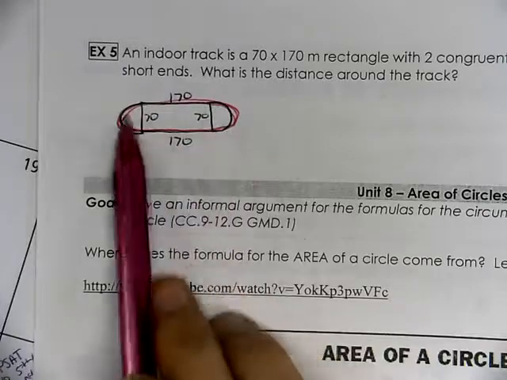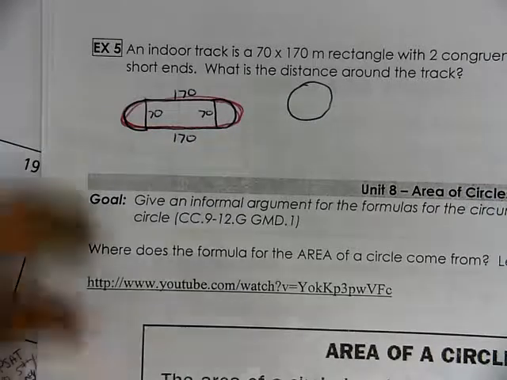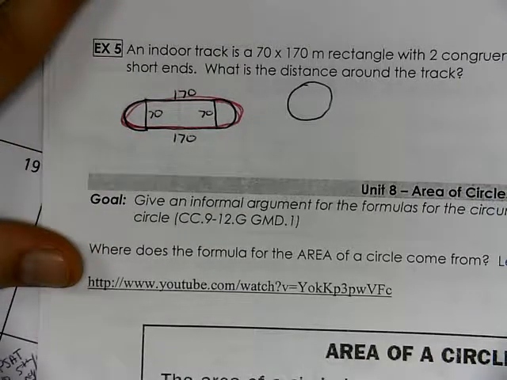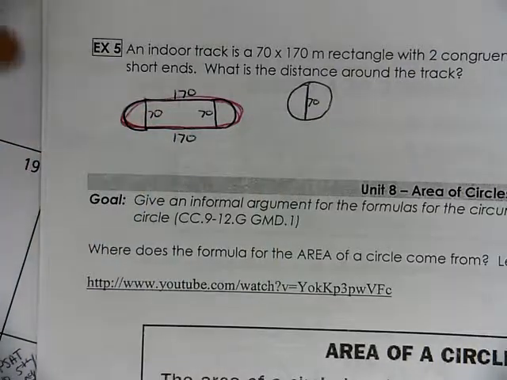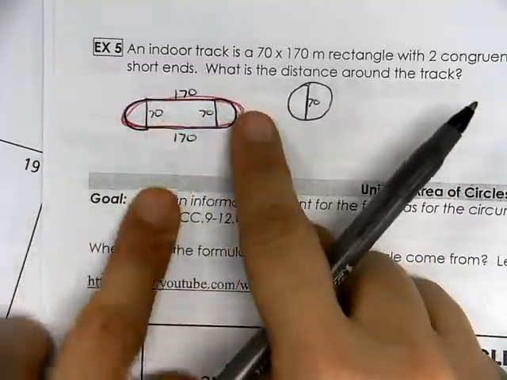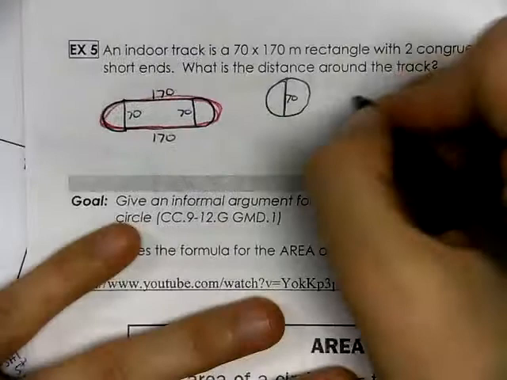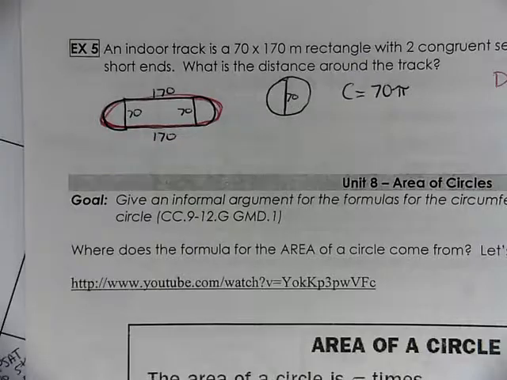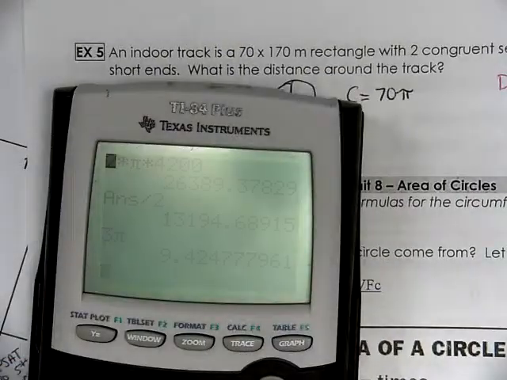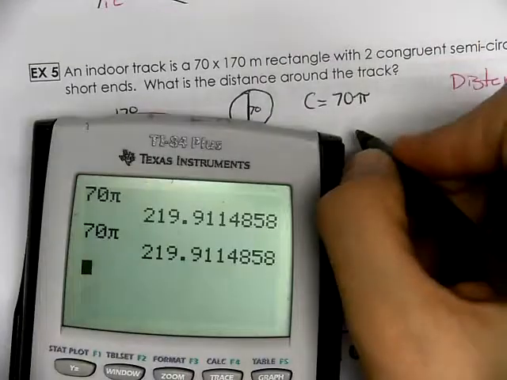So can I find the distance if I take these 2 half circles and put them together to get a full circle? What do you think the diameter is there? 70. It's this other part of our track. So I took the edges, imagine this goes away, put it together, you get a circle with a diameter of 70 meters. Does that make sense? So if I find the circumference, it's just 70 pi, pi times the diameter. I get 219.91.